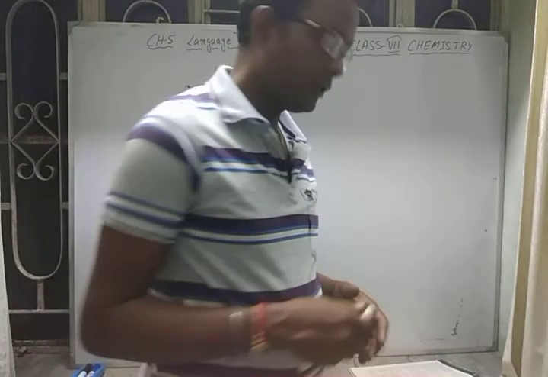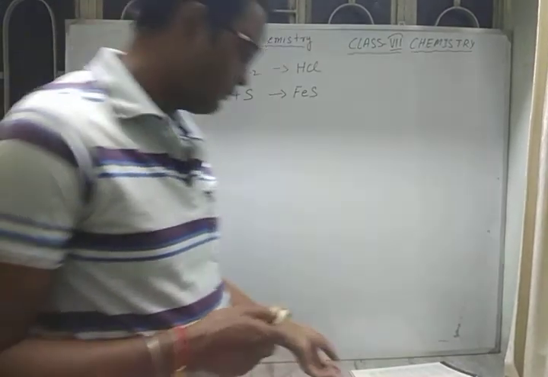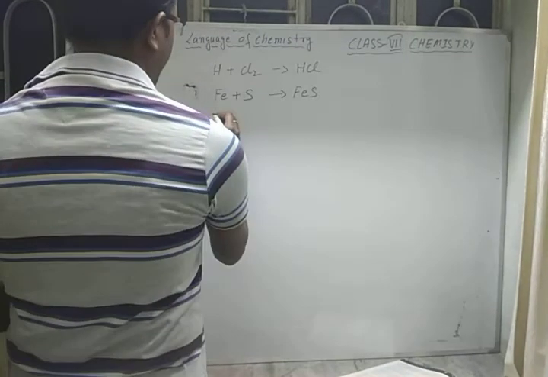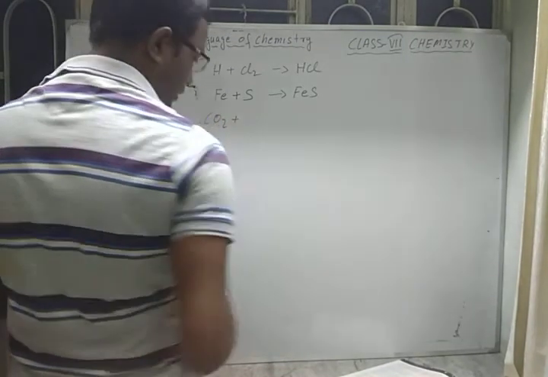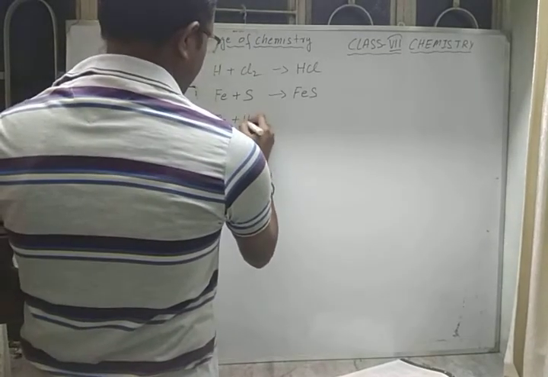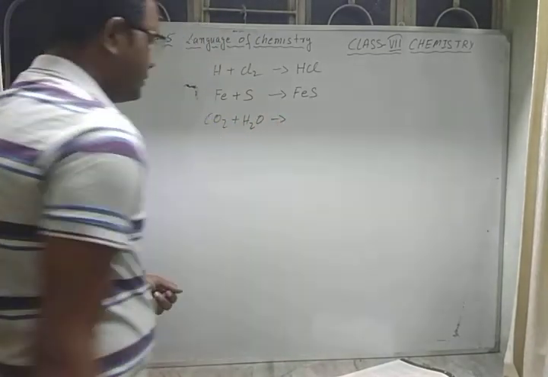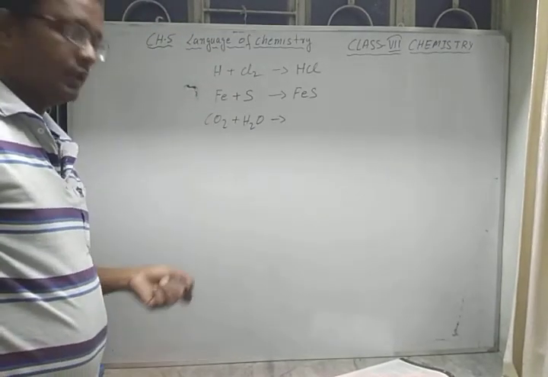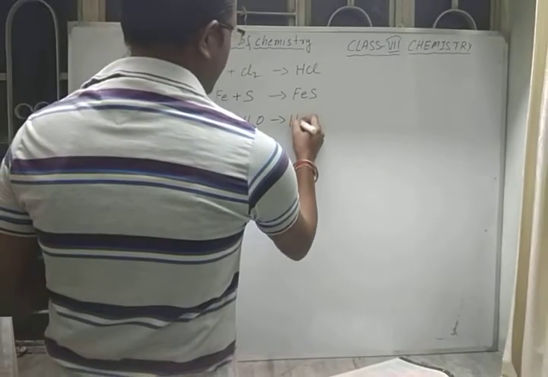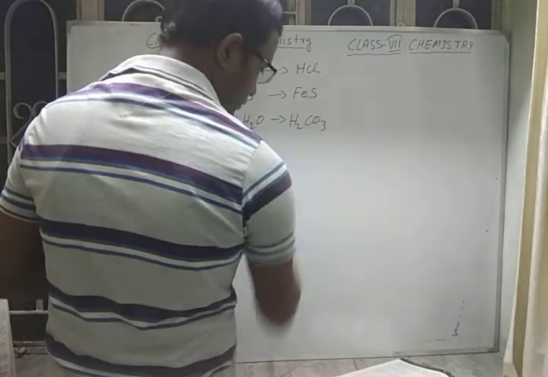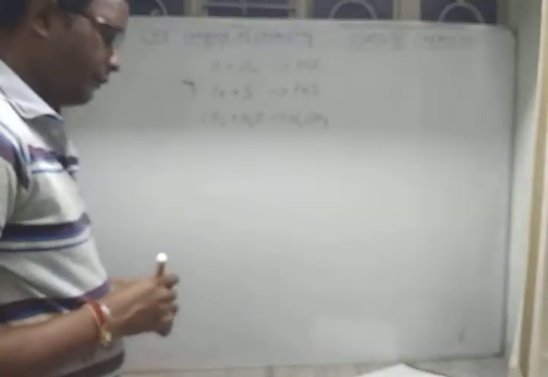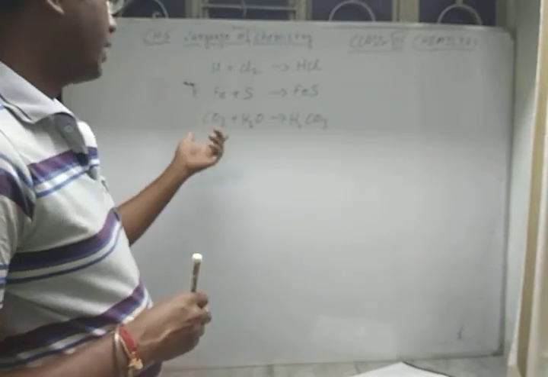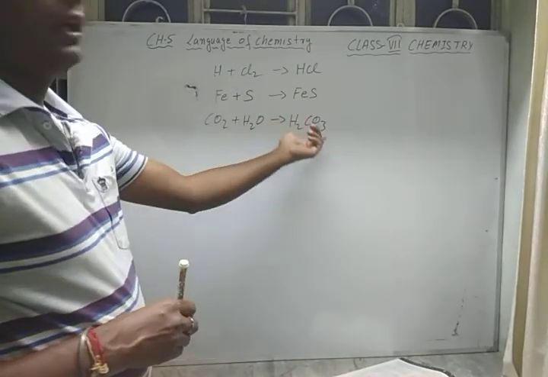Now another example is carbon dioxide, CO2, plus H2O. Then what will you get? You will get H2CO3, which is called carbonic acid. It is the formula of carbonic acid. When carbon dioxide reacts with water, it gives carbonic acid.